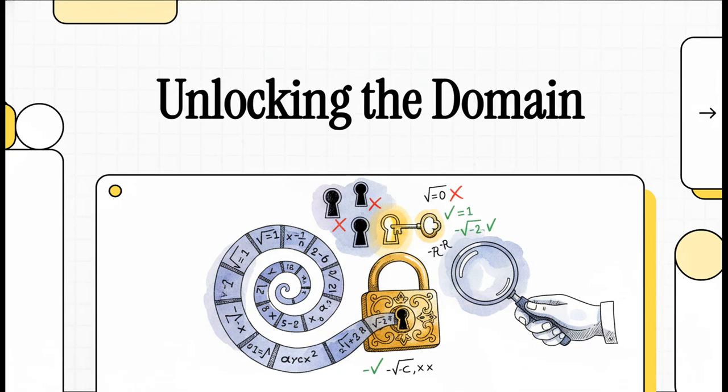Hey everyone, and welcome. Ever feel like math has secret rules? Well, today we're going to become detectives and uncover them. See, every function has this hidden code, a list of what's allowed and what's totally forbidden. We call that code the domain, and by the time we're done here, you'll know exactly how to crack it. So let's jump right in.